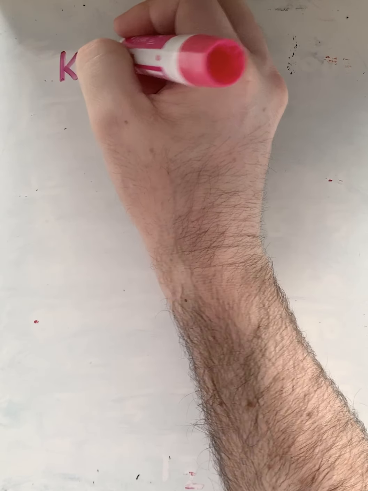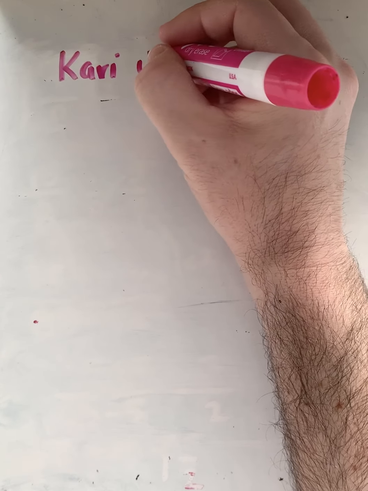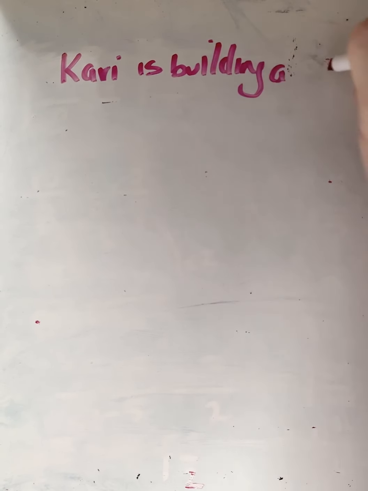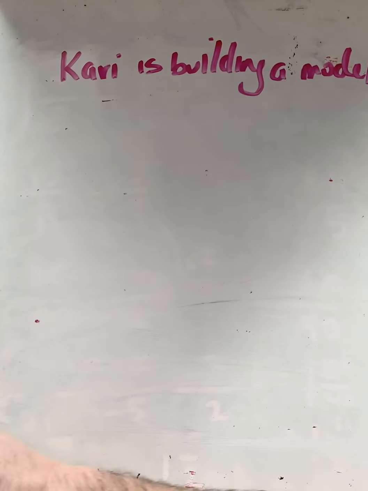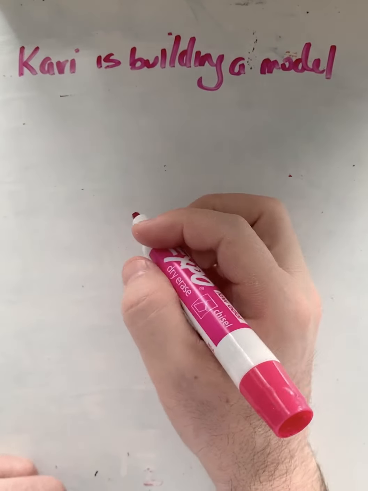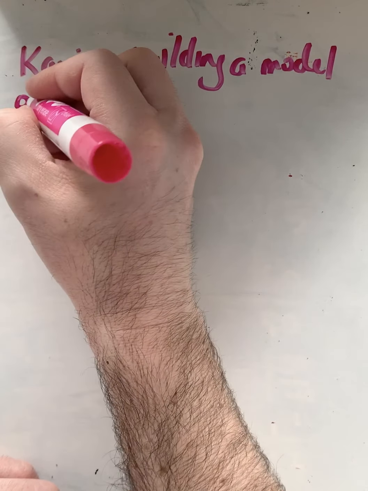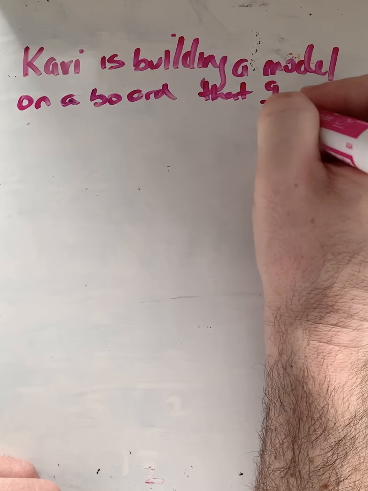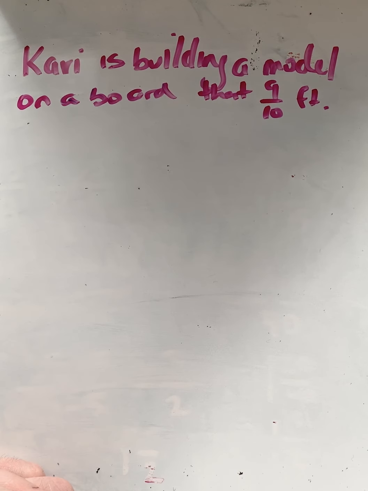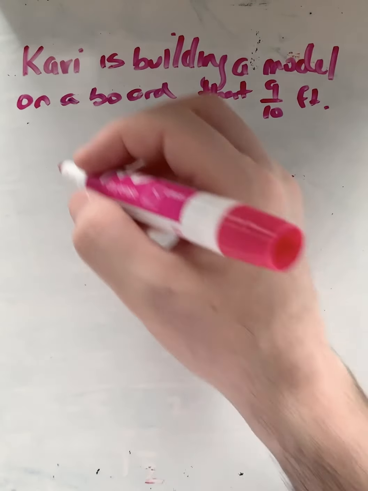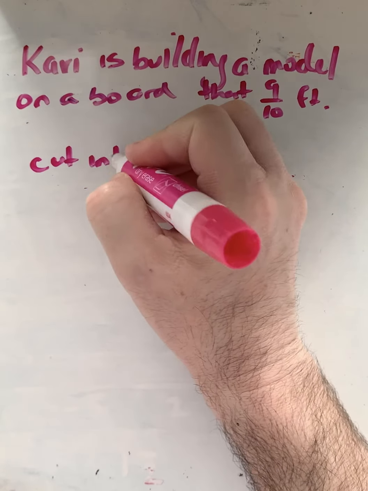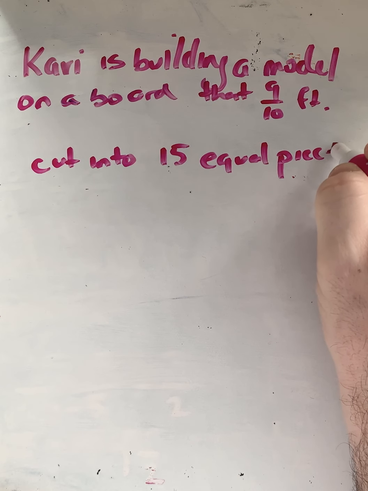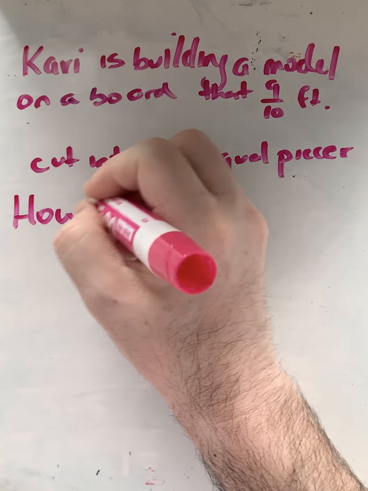So Carrie is building a model, and the model is on a board that is 9/10 of a foot, okay? And he wants to cut it into 15 equal pieces, okay? How long is each piece going to be?